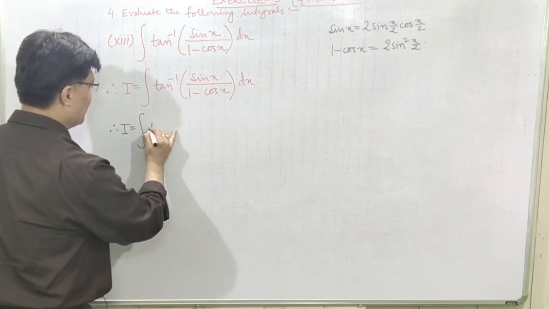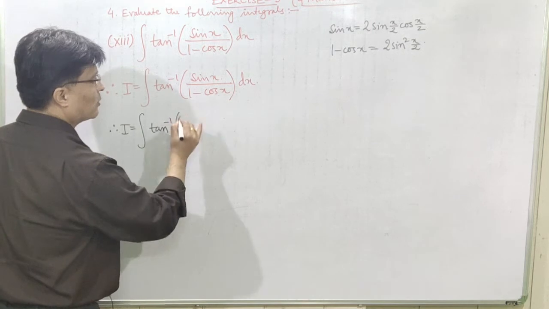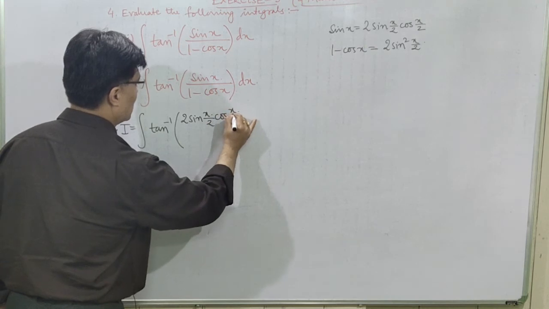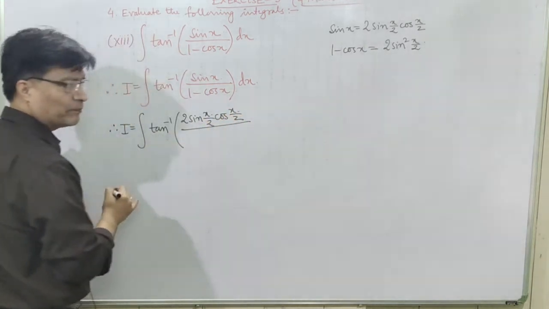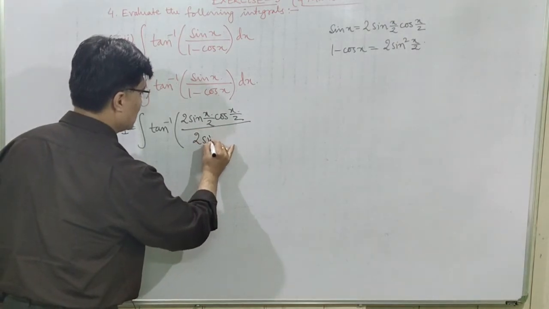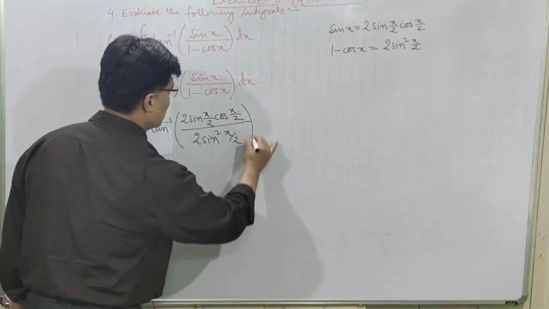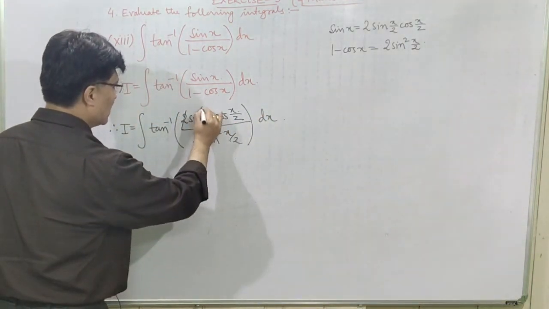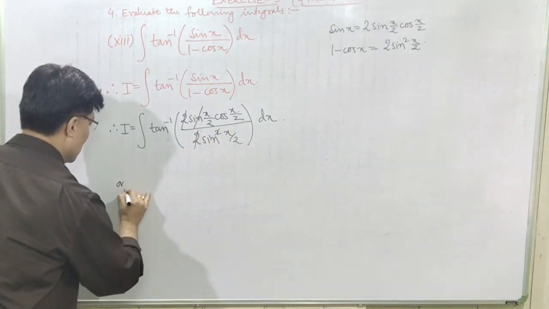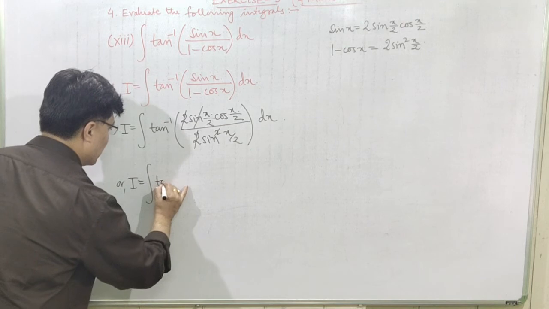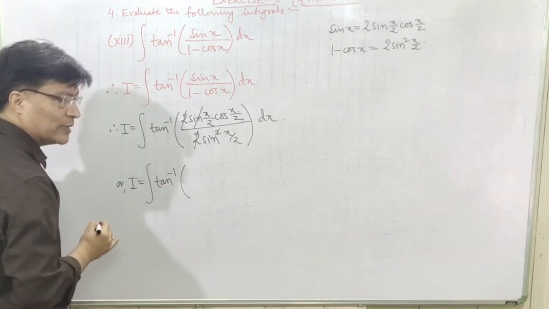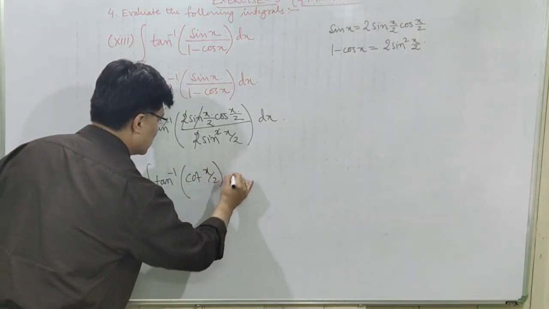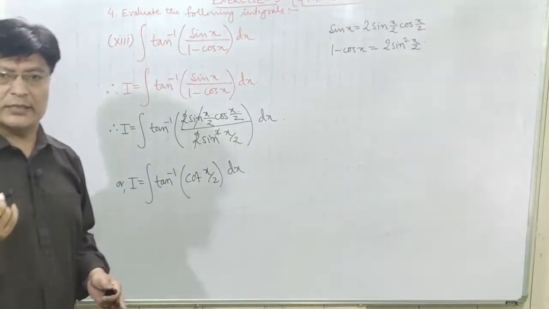I is equal to the integration of tan inverse within bracket, what is sin x? It is 2 sin x by 2 cos x by 2 divided by, what is 1 minus cos x? It is 2 sin square x by 2. Then you write dx. Here you can cancel this 2, and sin x by 2 and the square will be cancelled. Or I is equal to the integration of tan inverse within bracket, what is cos x by 2 divided by sin x by 2? This is cot x by 2, dx. So I think you have understood it.